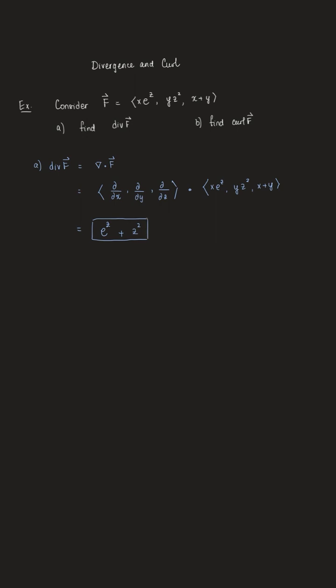And so this is the divergence of our field, depending only on the z coordinate of each point. All right, so now let's go ahead and find the curl of our vector field f. And this is the cross product of del with our vector field. So let's set that up. Del cross f will be: ijk is our first row. Our second row will consist of the del operator components. And our third row will be the components of our vector field. So we have x e to the z, y z squared, and x plus y.